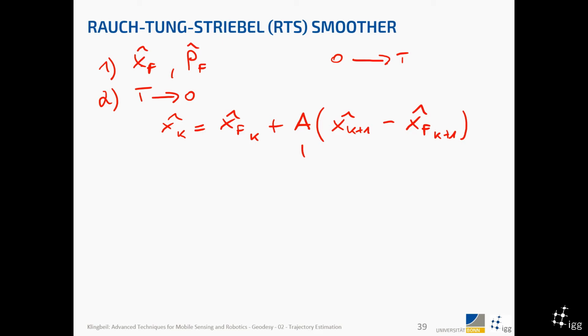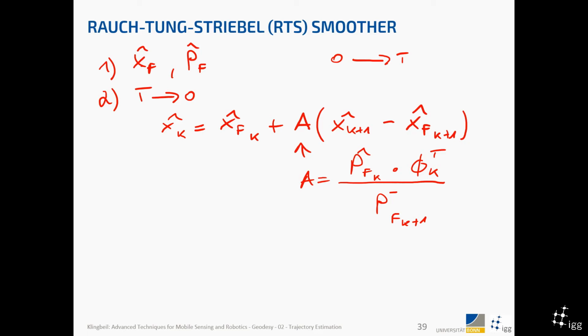So how does this A look like? The A depends on the forward covariance, depends on the phi matrix, and depends on the predicted covariance of the forward filter. Okay, and this is how it looks like.